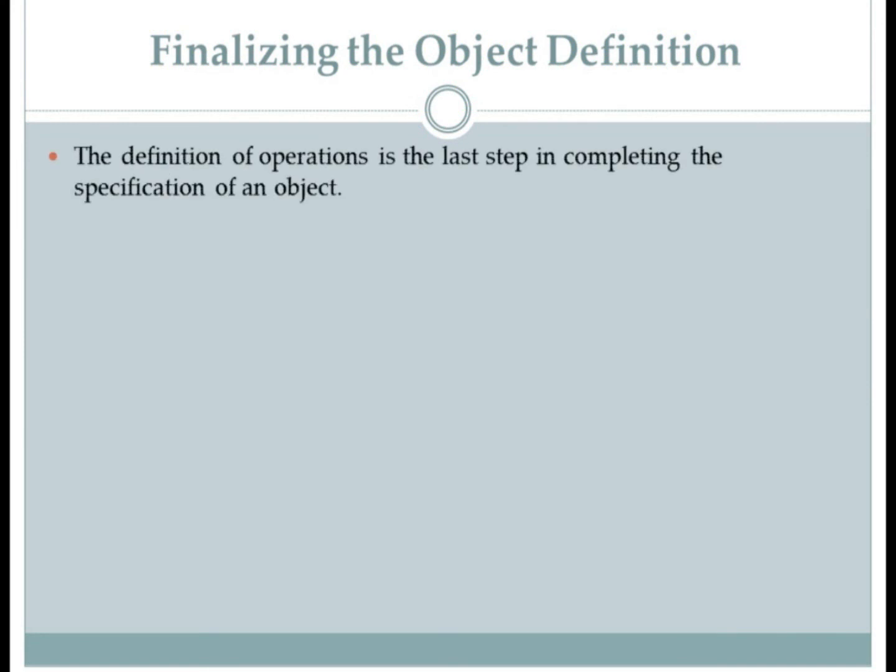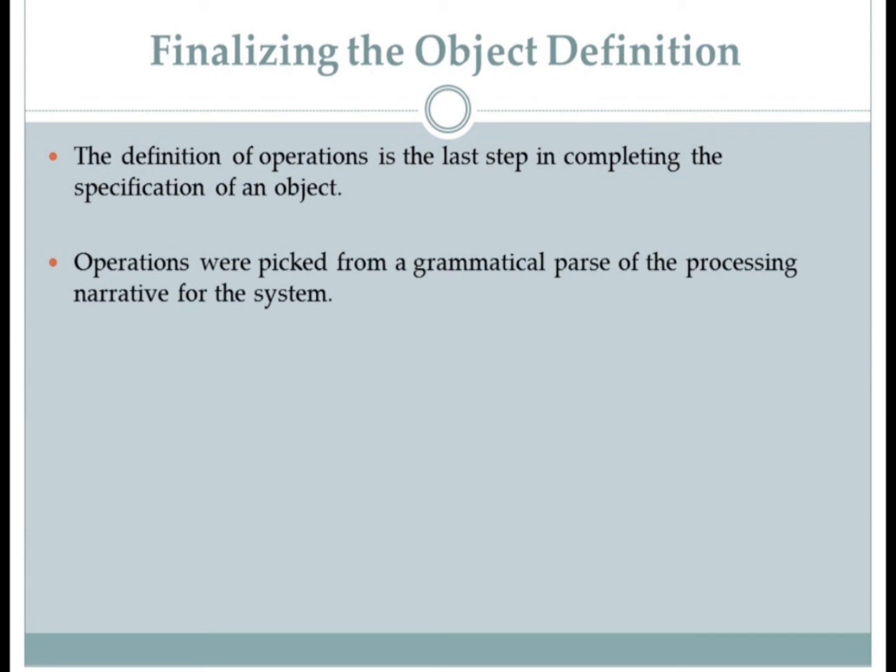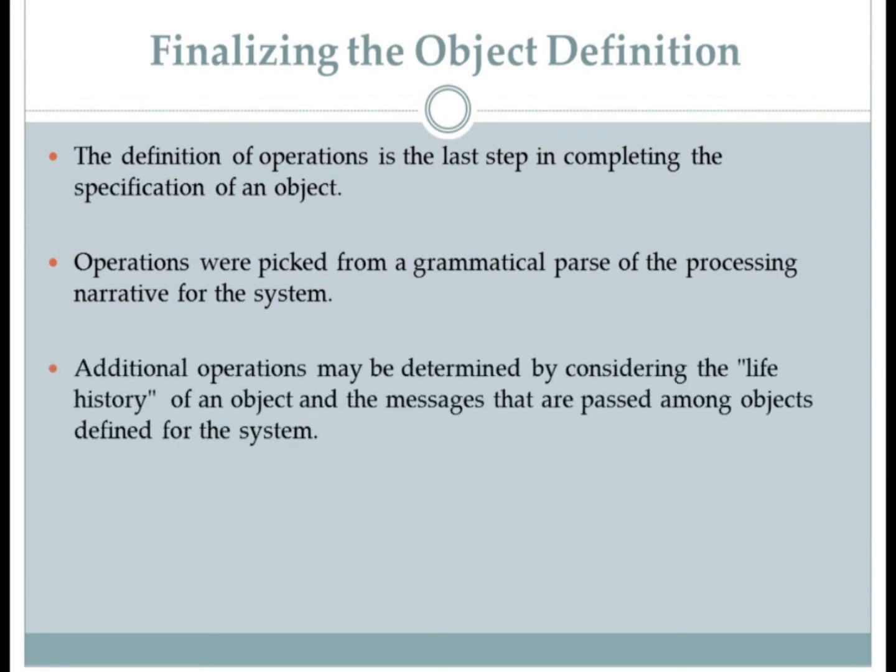Now, after defining the operations, there is a need to finalize the object definition. The definition of operations is the last step in completing the specification of an object. Operations are picked from a grammatical parse of the processing narrative for the system. Additionally, operations may be determined by considering the life history of an object and the messages that are passed among objects defined for the system.